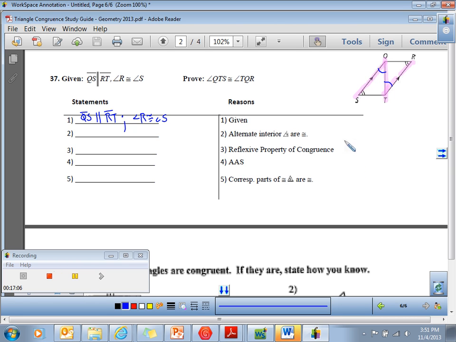Be careful, you have to use three letters because Q has 1, 2, 3 angles attached to it. So Q has to be in the middle. You name the angle. You can say angle SQT is congruent to angle RTQ. T has to be in the middle, right? Q and T are your vertices for those two angles. Say SQT and RTQ.